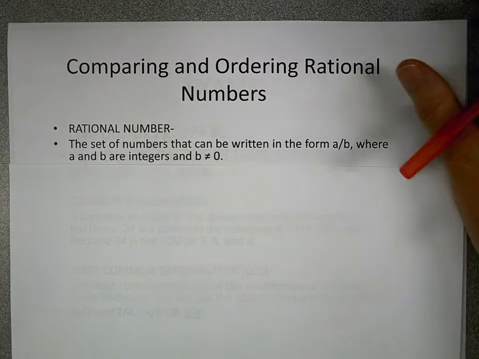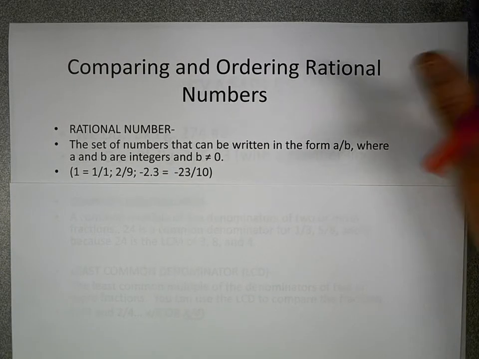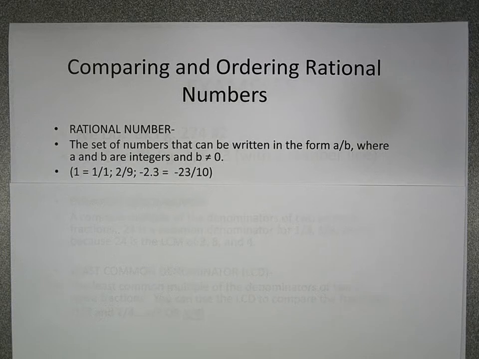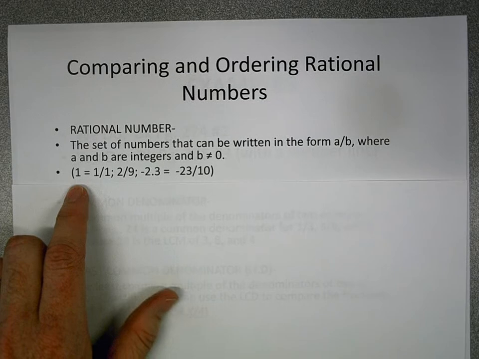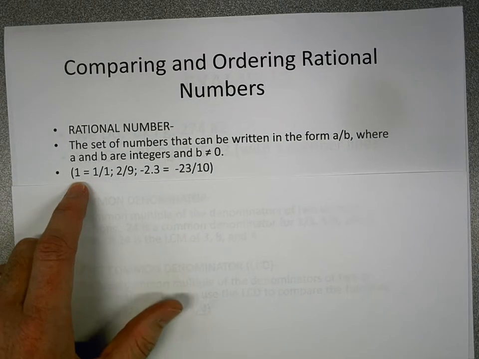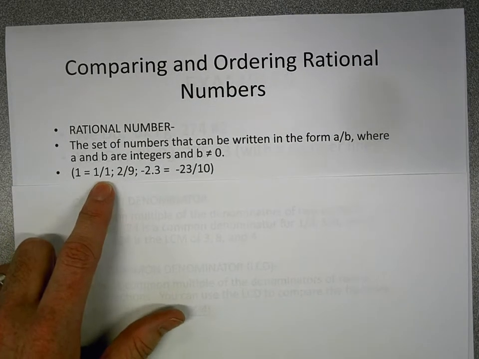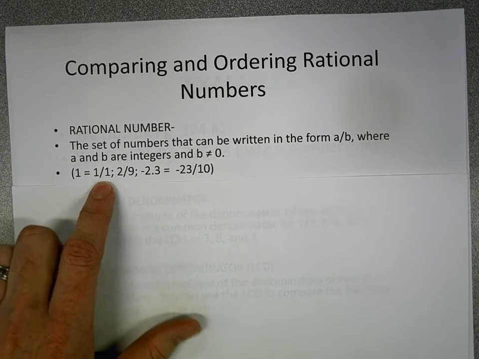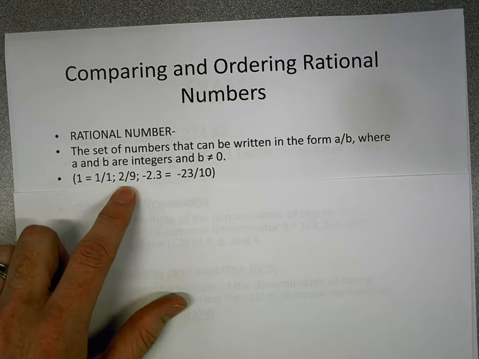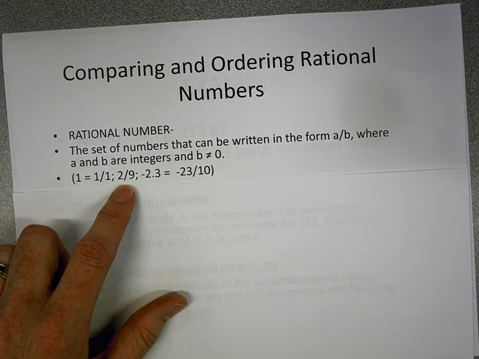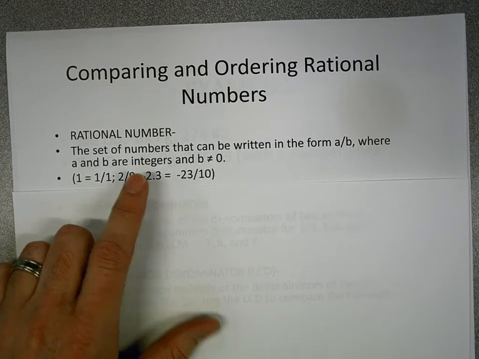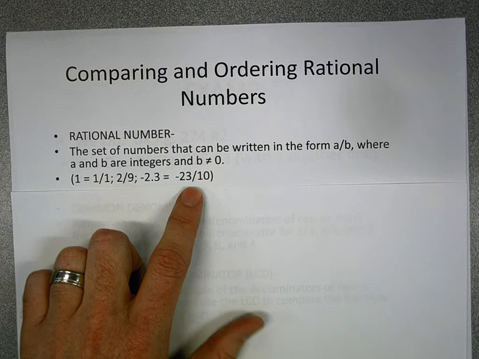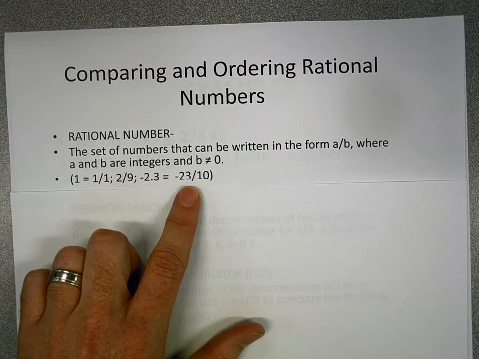Okay, so here's what you can write in your small box. An example of rational numbers is 1. That's a rational number. Why? Because it can be written as a fraction, 1 over 1. Of course, a regular fraction like 2/9. Or even a decimal like -2.3. Why? Because I can change that to be a fraction like -23 over 10.